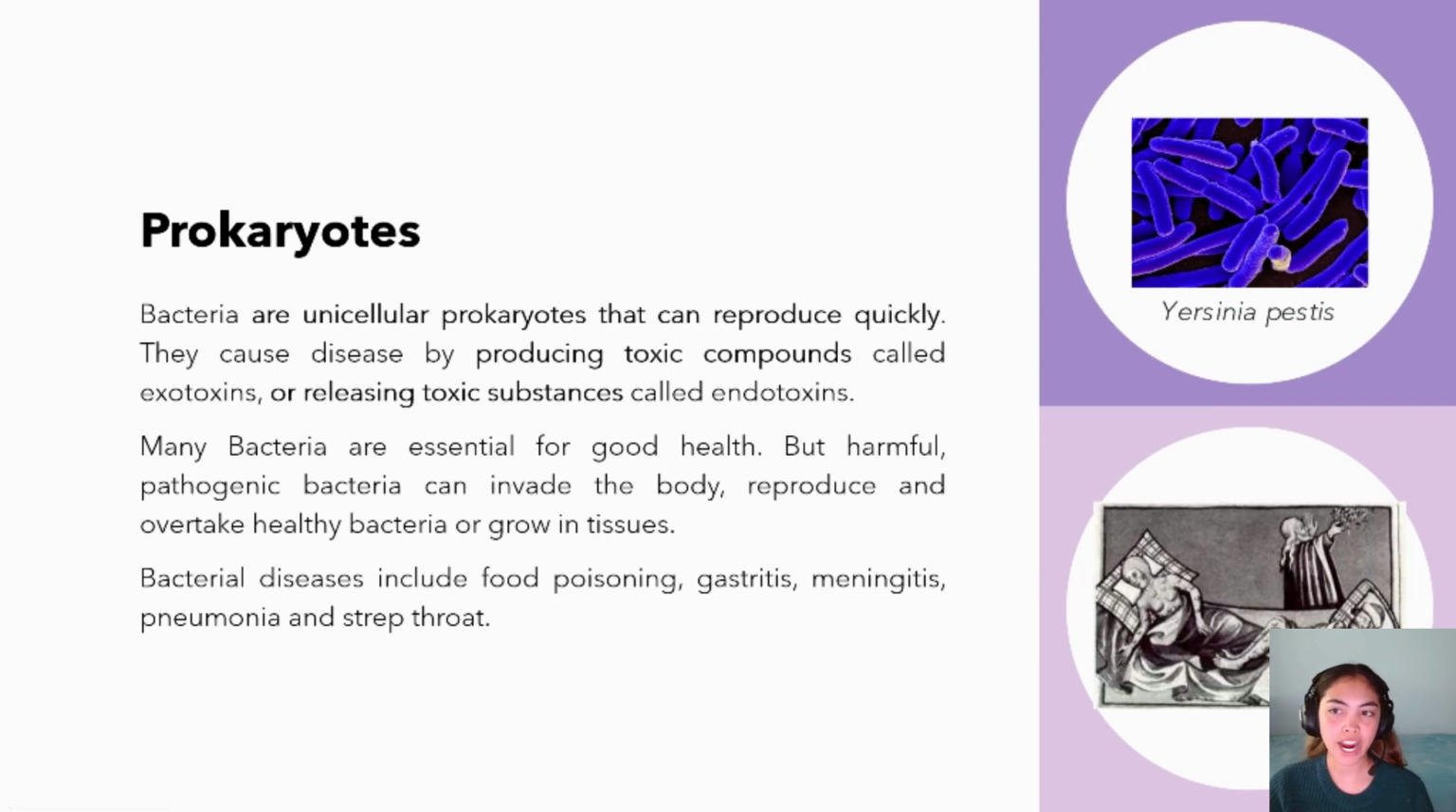The next one is prokaryotes, so one of the ones that you might be more familiar with. Of course, we know these more commonly as bacteria. With our bacteria, they do have the ability to reproduce really quickly due to the binary fission method that they use. And when we do have bacteria that cause disease, they can produce toxic compounds called exotoxins. So, exo meaning outside.